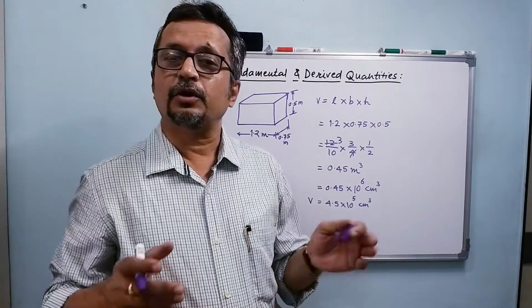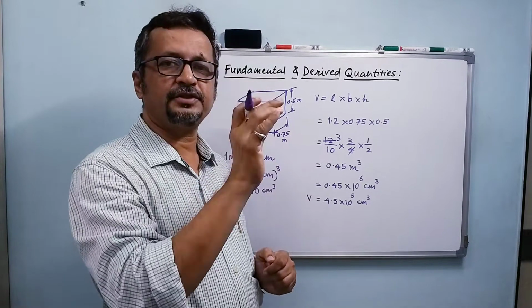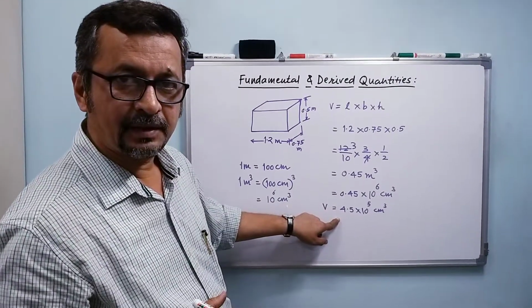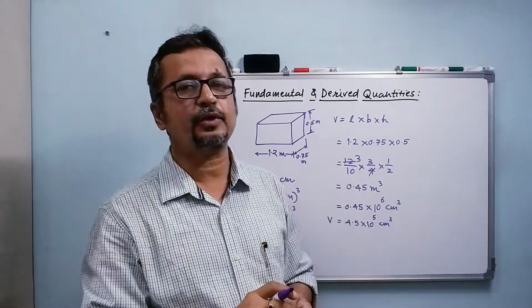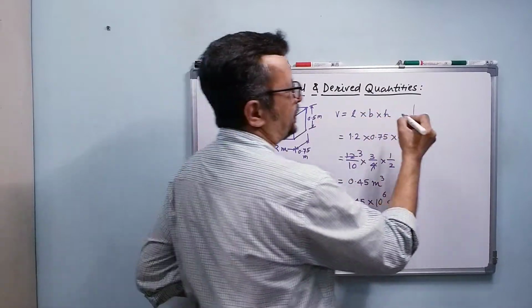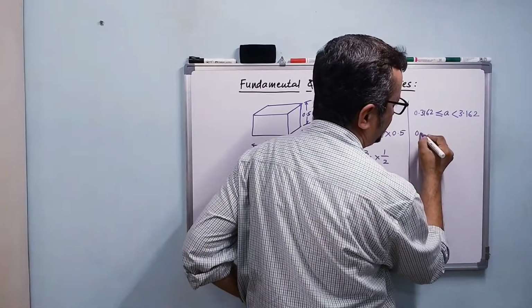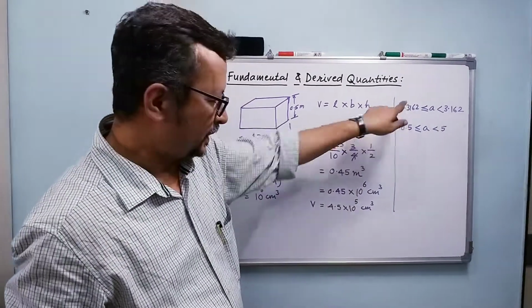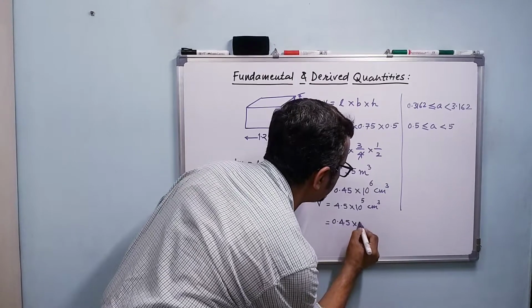Now let us apply this order of magnitude concept to this. My 4.5 lies between 0.3162 and 3.162? No, it is greater than 0.3162. If I stick to 0.3162 less than or equal to A less than 3.162, then I have to convert that 4.5 into 0.45. So it would be 0.45 into 10 raised to power 6 centimeter cube.